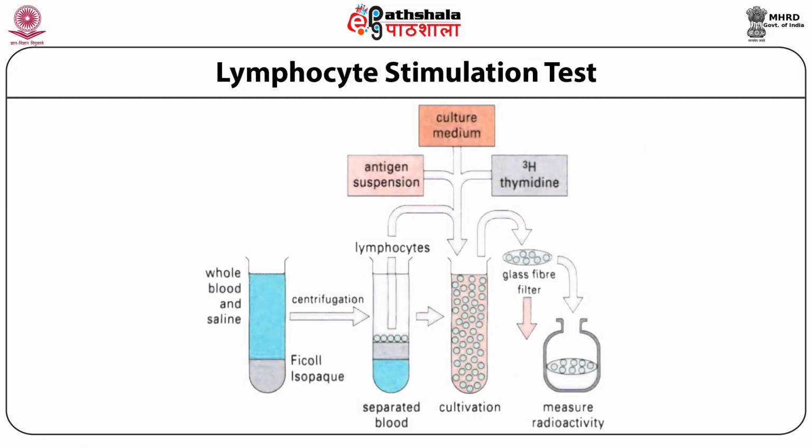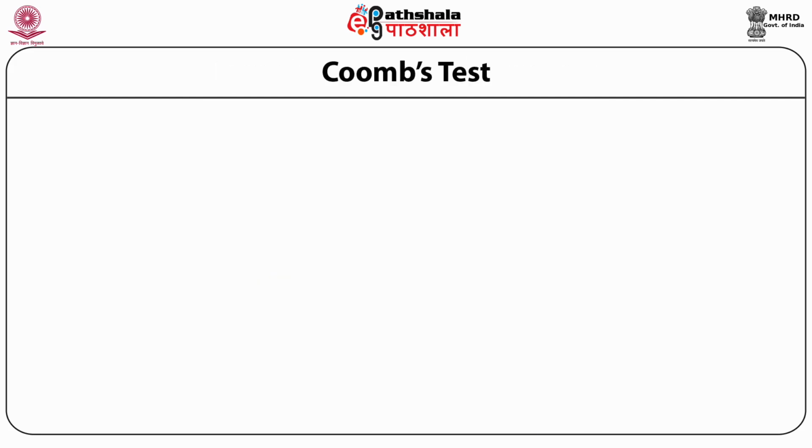In this test, the lymphocytes separated as above are washed to remove any antigen. These are mixed with antigens and the culture medium. Tritium-labeled thymidine is added and the cells are harvested after 16 hours to measure radioactivity. Lymphocytes, if specific to the antigen, get stimulated and start DNA synthesis, which leads to the incorporation of tritium-labeled thymidine.